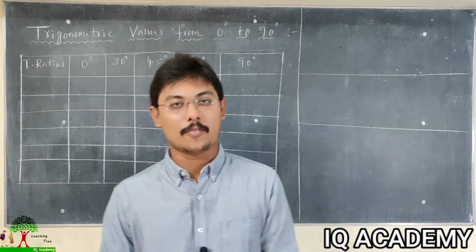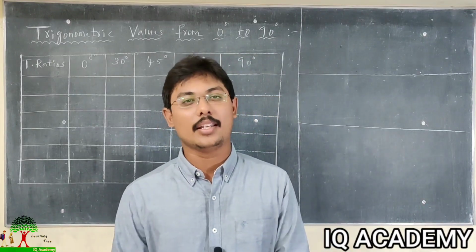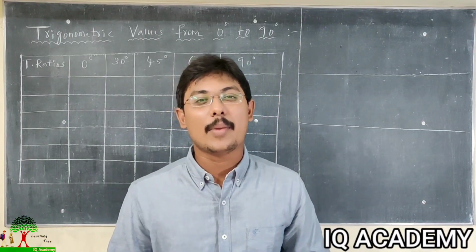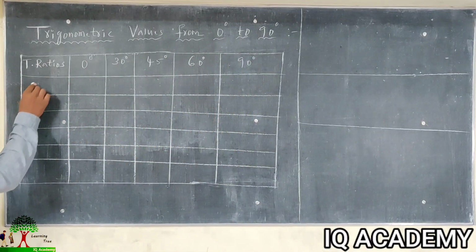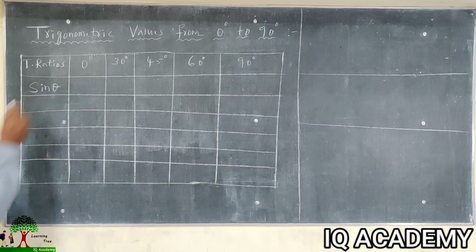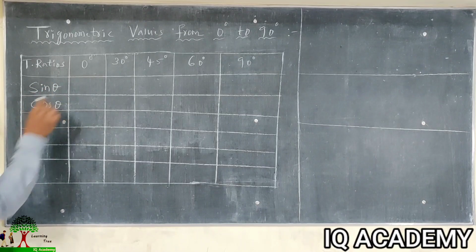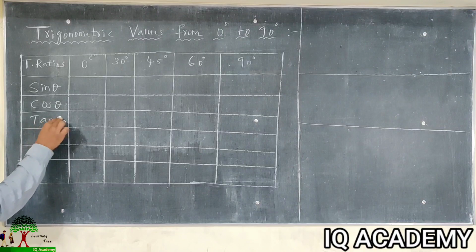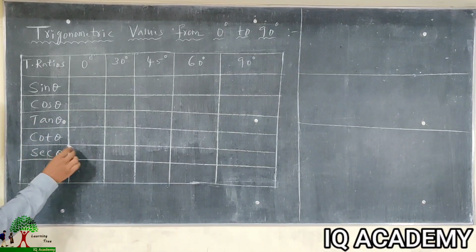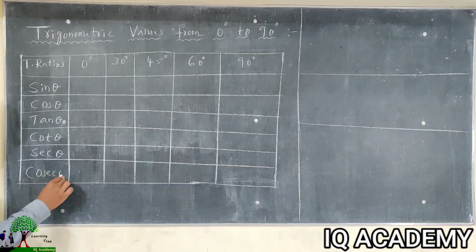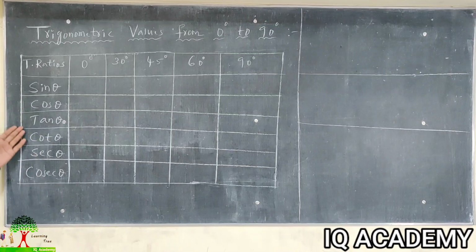And we know the concept of trigonometry. In trigonometry, there are 6 trigonometric ratios. Our 6 trigonometric ratios are, listen: sine theta, cos theta, tan theta, cot theta, secant theta and cosecant theta. These are your 6 trigonometric ratios as we know. Sine, cos, tan, cot, secant, cosecant.